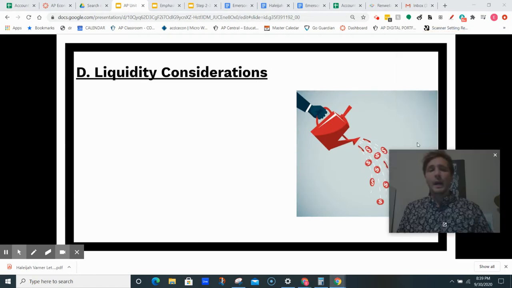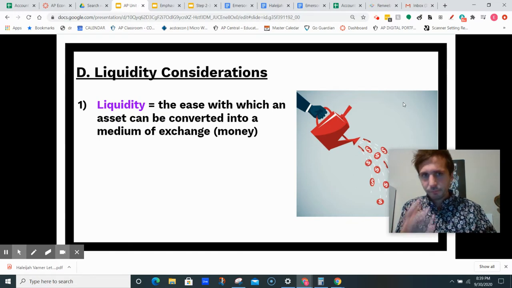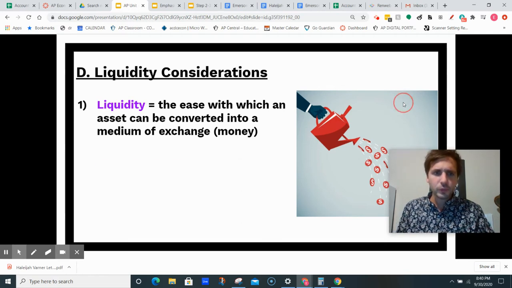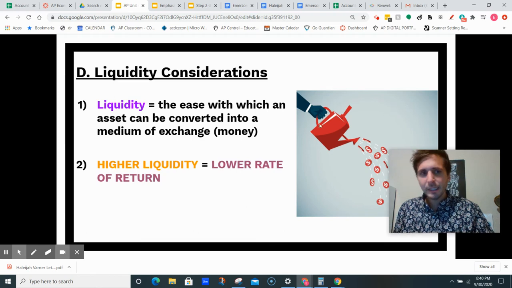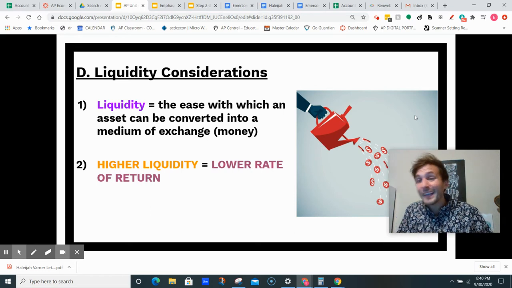Okay. Another thing we have to talk about is liquidity considerations. Liquidity, we talked about this, is the ease with which an asset can be converted into a medium of exchange, or money. So something that is highly liquid oftentimes has a lower rate of return. You're not going to make a lot of money off of that. So when I put money in a checking account, yes, it's super liquid. But the trade-off is I might make 0.001% interest off of that checking account.